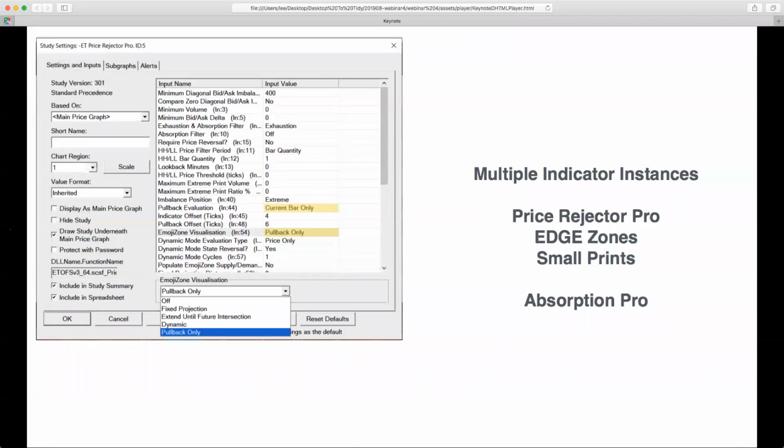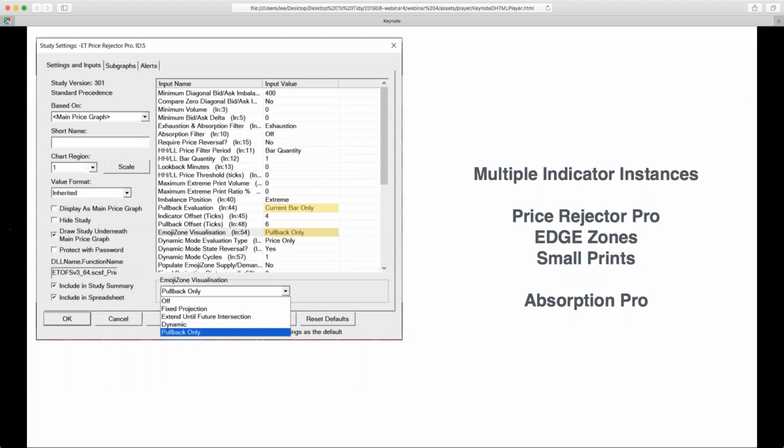So the way in which you set this up, and I really encourage you to use the study collections as a way of starting to learn about this, is using the pullback evaluation option. You select either current bar only or emoji zone at bar end, which I'll come back to in a moment. And then within the emoji zone visualization modes, for simplicity, I recommend you start by saying pullback only.